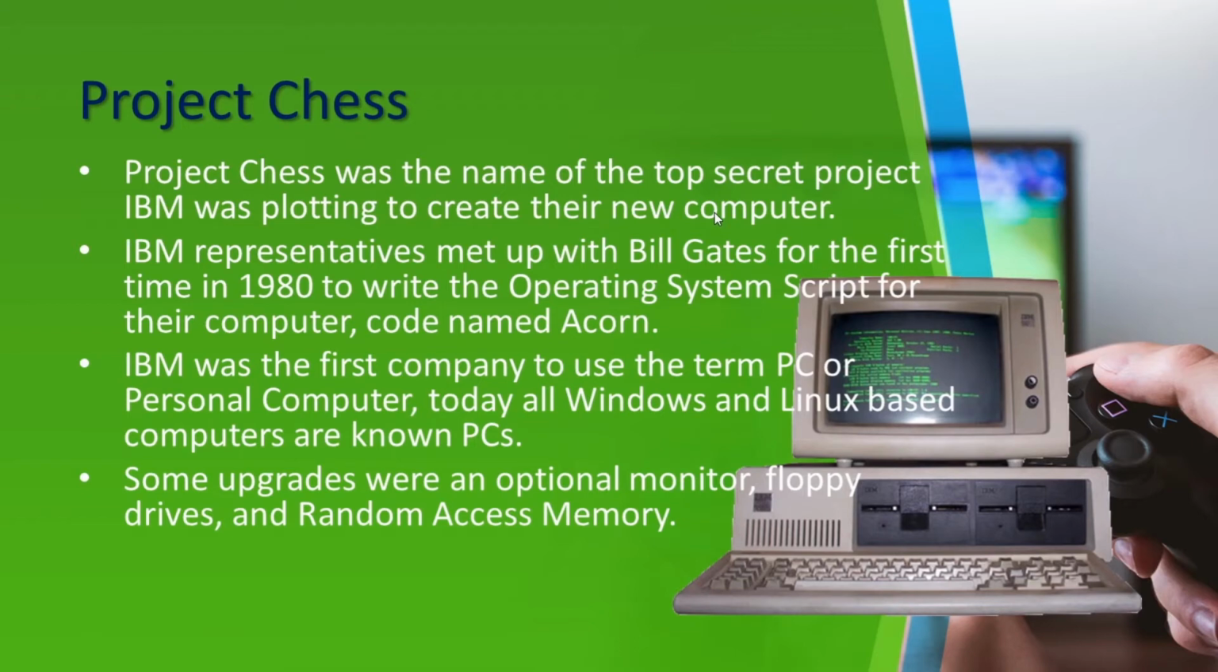So first, let's have Project Chess. Project Chess was the name of the top secret project IBM was plotting to create their new computer. IBM representatives met up with Bill Gates for the first time in the 1980s to write the operating system script for their computer, codenamed Acorn. IBM was the first company to use the term PC, or personal computer. Today, all Windows and Linux-based computers are known as PCs. Okay? Some upgrades were an optional monitor, floppy drives, and random access memory.